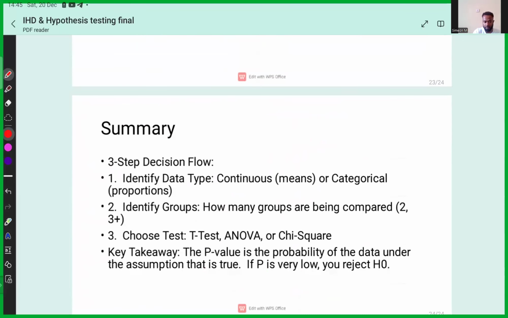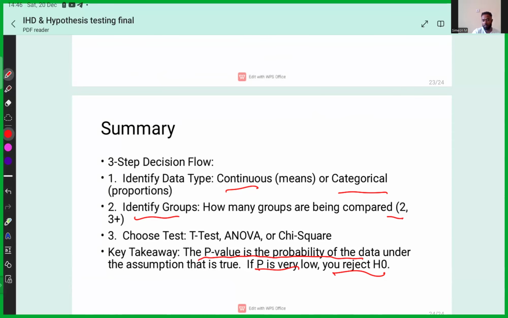So in summary, we follow three steps. First, we identify the type of data. Is it continuous data or categorical data? Then we identify how many groups we are comparing. In continuous data, if we are comparing two groups, we use t-test. If we are comparing three or more, we use ANOVA. After that, we calculate our p-value. Then if our p-value is very low, we reject our null hypothesis. That means our research is statistically significant.